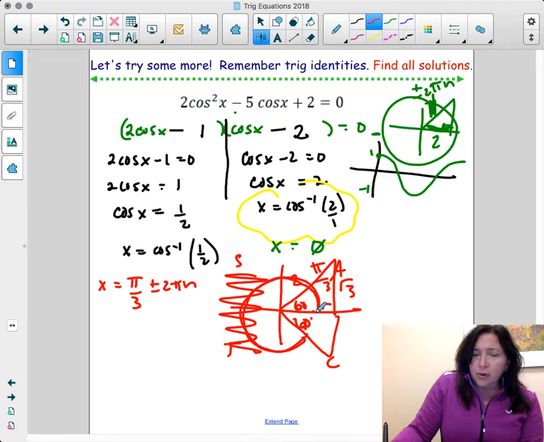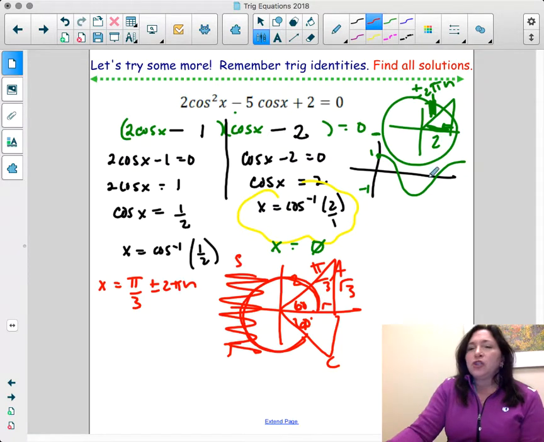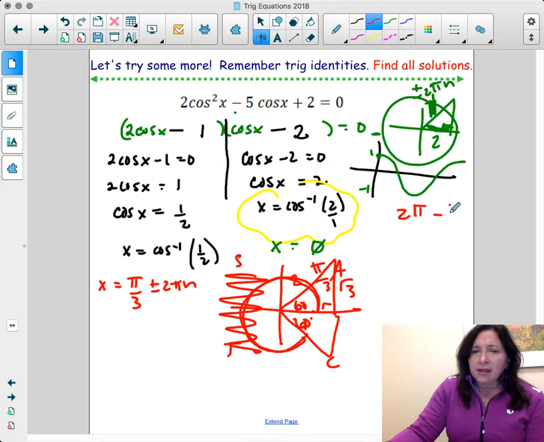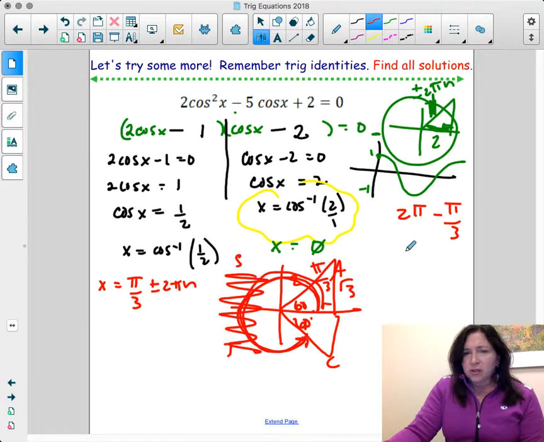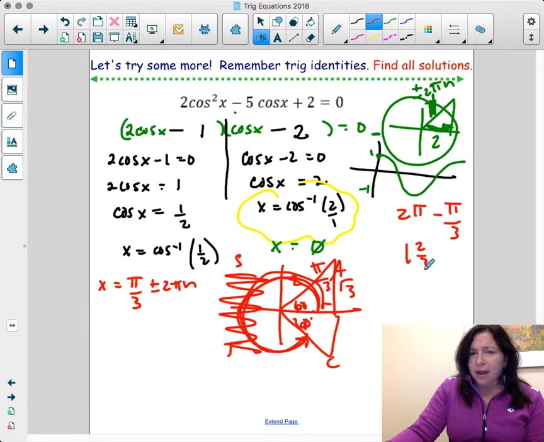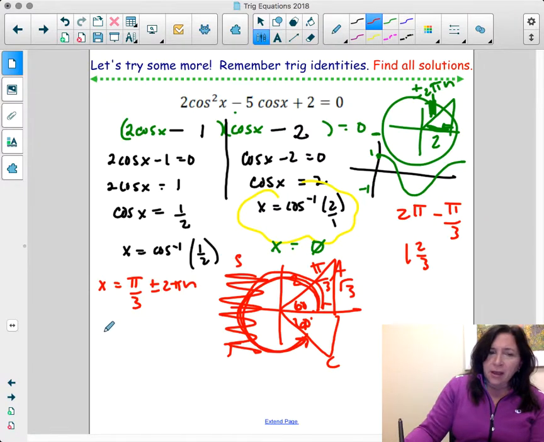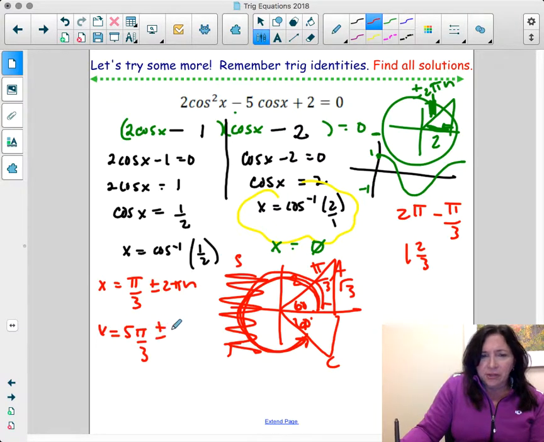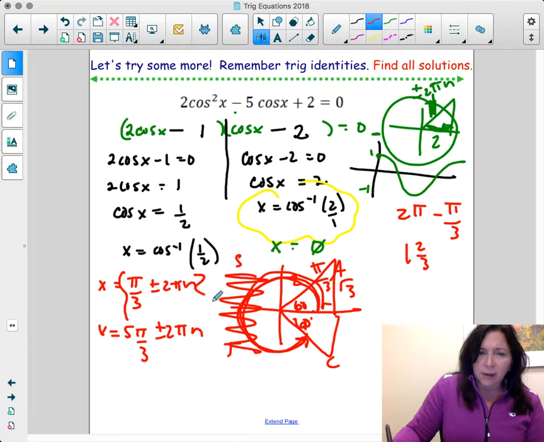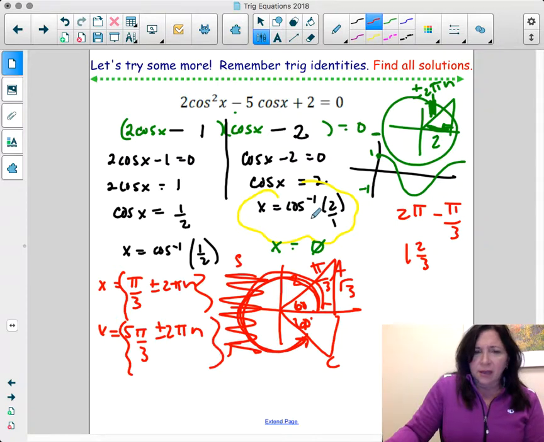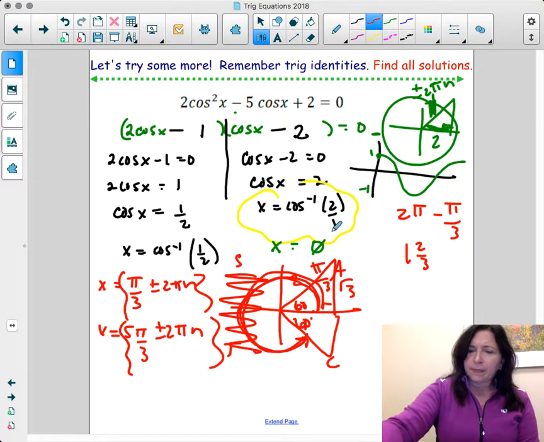So you can think of it either as being 2 pi minus pi over 3, right? Or you can think of it as 1 and 2/3. So what's 1 and 2/3 pi? That's going to be 5/3 pi. So x equals 5 pi over 3 plus or minus 2 pi n. And so these two values here are my solutions because this one didn't work.